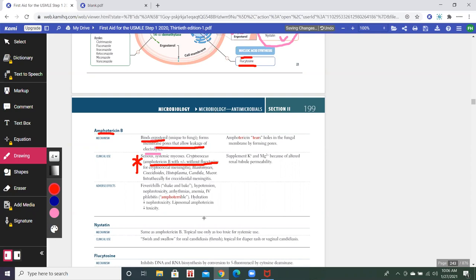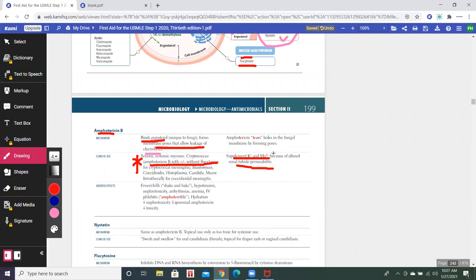For cryptococcal meningitis, then again, we can use amphotericin B for blastomycosis, coccidioidomycosis, histoplasma, candida, mucor, and intrathecally for coccidioidal meningitis. Supplement potassium and magnesium because of altered renal tubule permeability. Now, this is high yield. We have to give the patient potassium and magnesium because of altered renal tubule permeability. So please expect a question from over here that in long-term amphotericin treatment, the patients can be hypokalemic or hypomagnesemic.